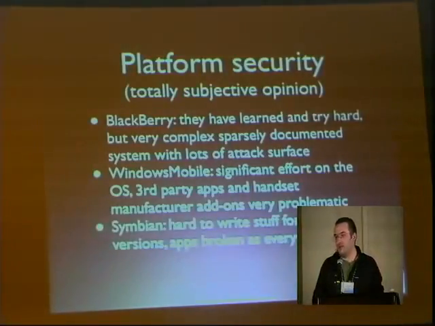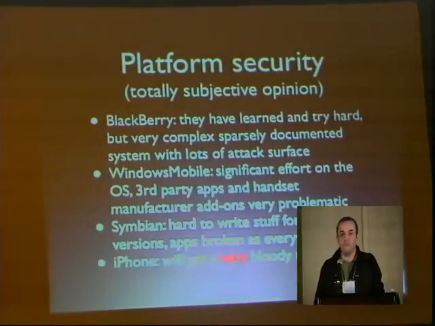Symbian, it's very hard to write stuff for Symbian. So normal userland applications that have just a little bit of user interface are still much harder to do than for Java or for Windows Mobile. And the same applies to malware. But the applications are broken as everywhere else. So if you can be content with running in the application space of the application that you exploit, you have still a lot of fun on the Symbian devices.